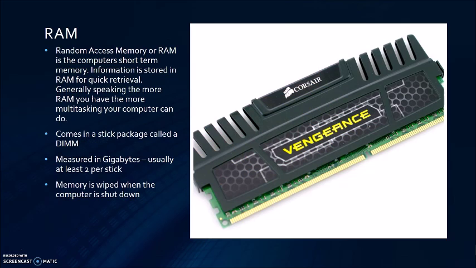The next big component of a computer is the RAM, or random access memory. RAM is short-term memory for the computer. It comes in a stick configuration called a DIMM, or dual inline memory module. It's measured in gigabytes, and it usually comes in 2 per stick. When your computer system is shut down, anything that was held in your RAM disappears, so you can't access it later.